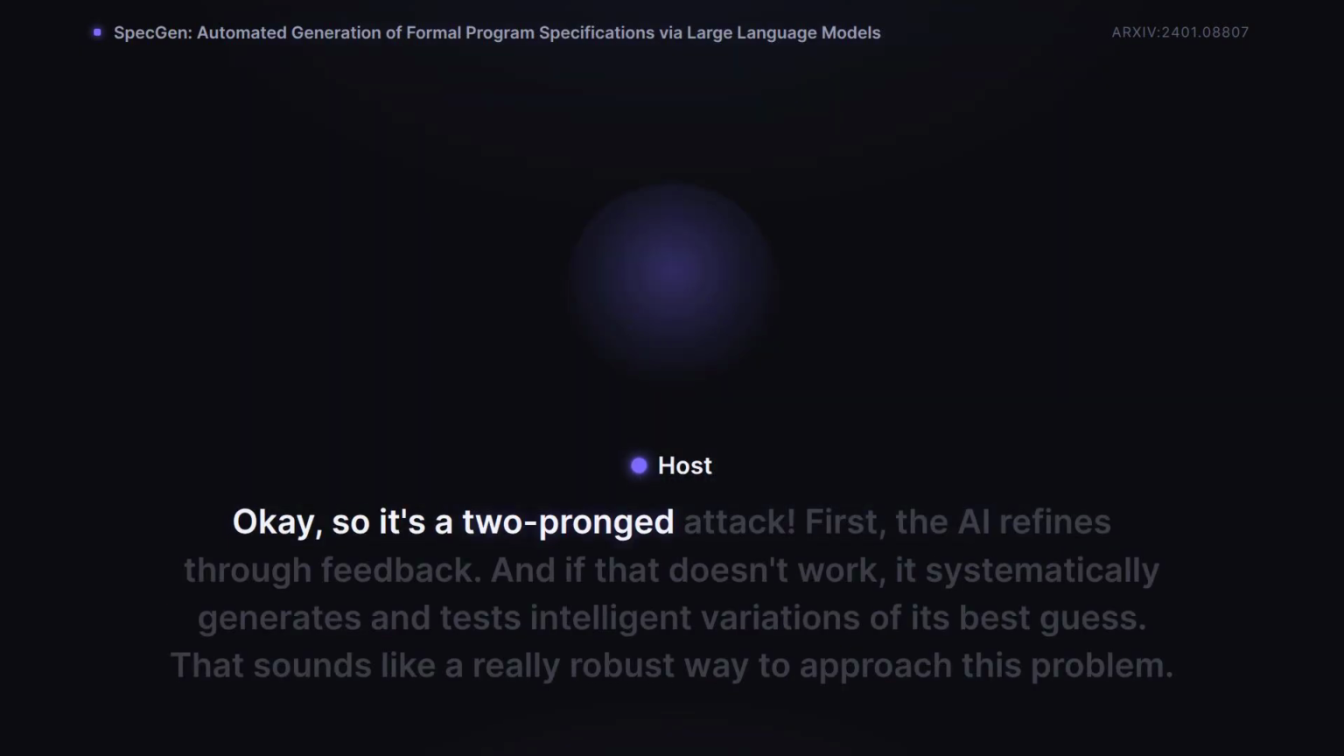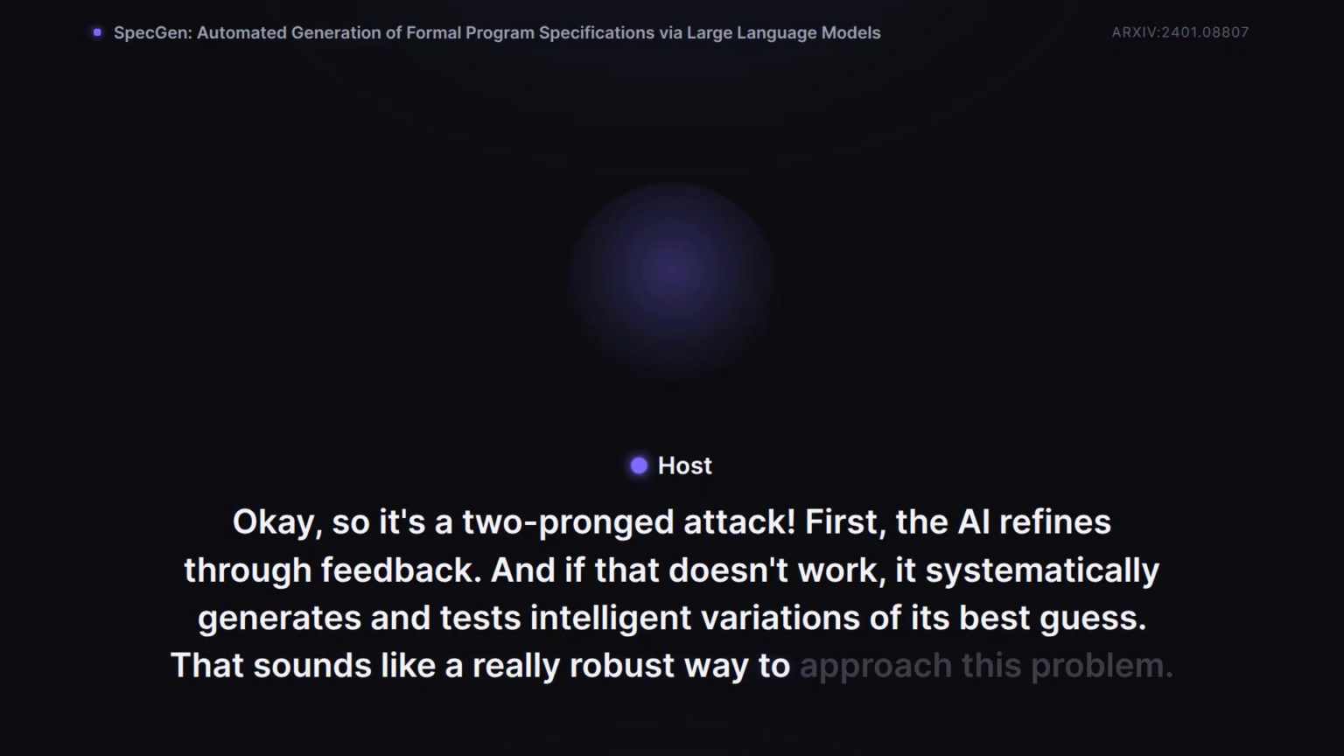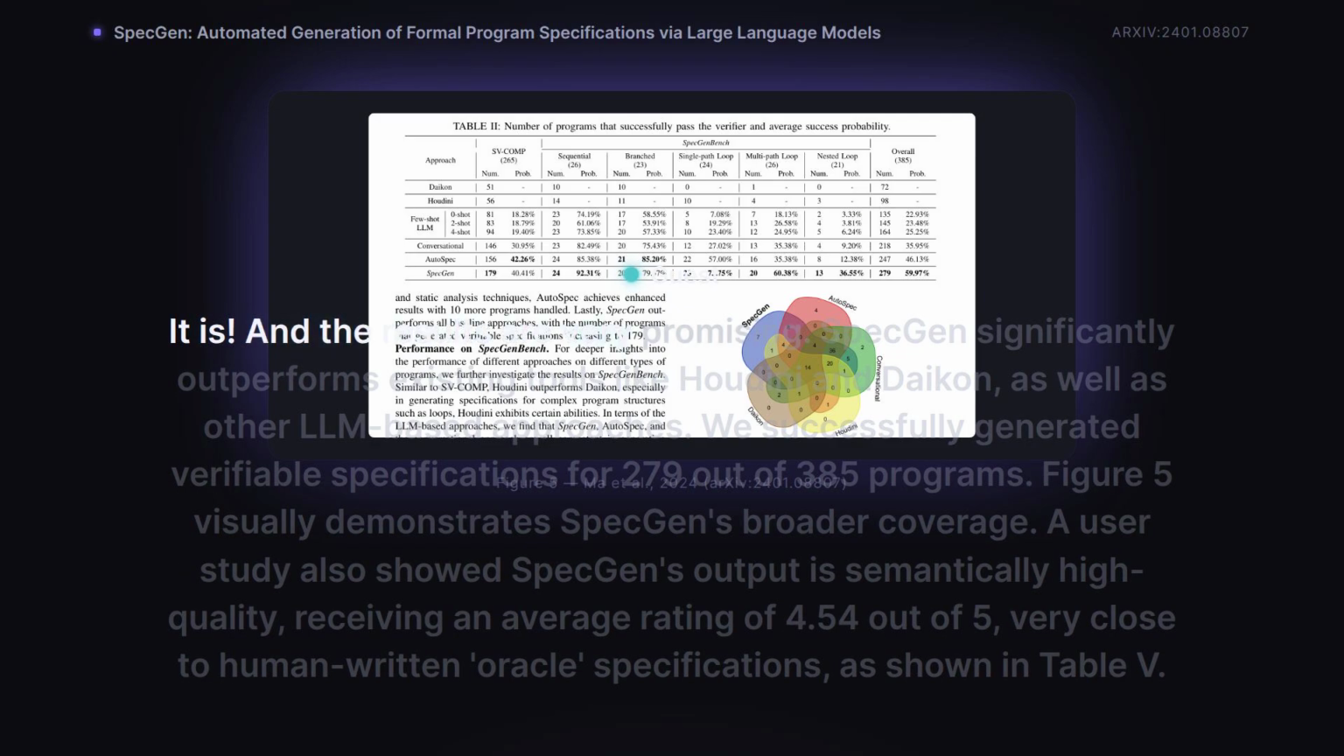Okay, so it's a two-pronged attack. First, the AI refines through feedback. And if that doesn't work, it systematically generates and tests intelligent variations of its best guess. That sounds like a really robust way to approach this problem. It is, and the results are very promising.